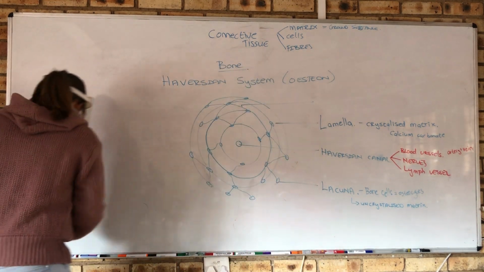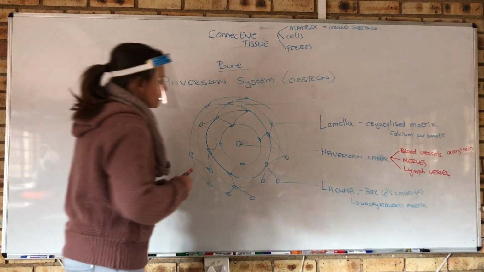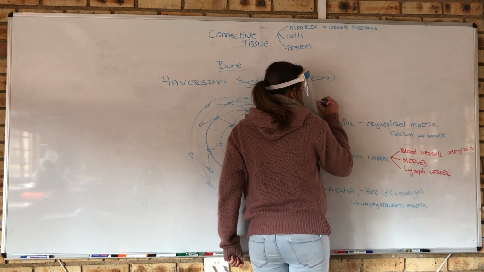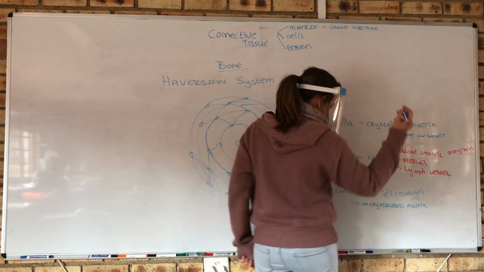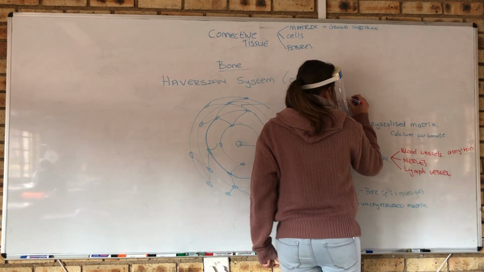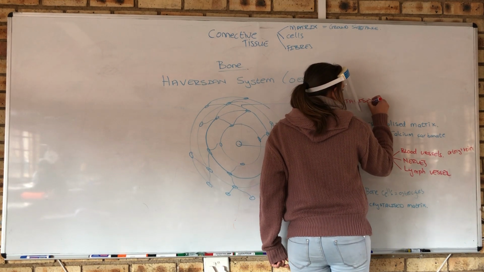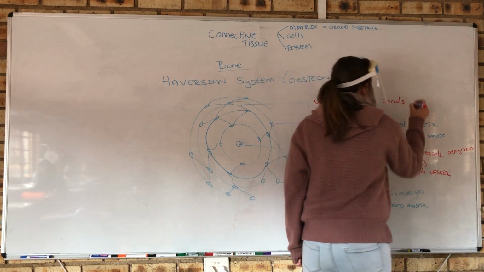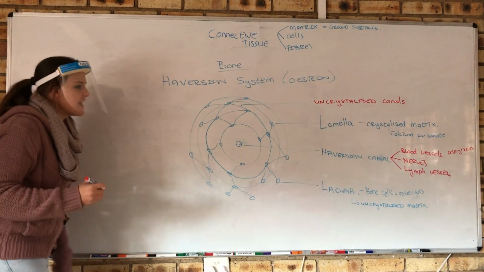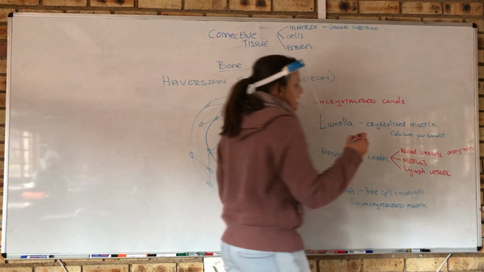I'm going to write it in red because my blue pen's dying as well. So once again, this is uncrystallized. Uncrystallized canals, almost. So uncrystallized matrix with canals, and their name is canaliculi.